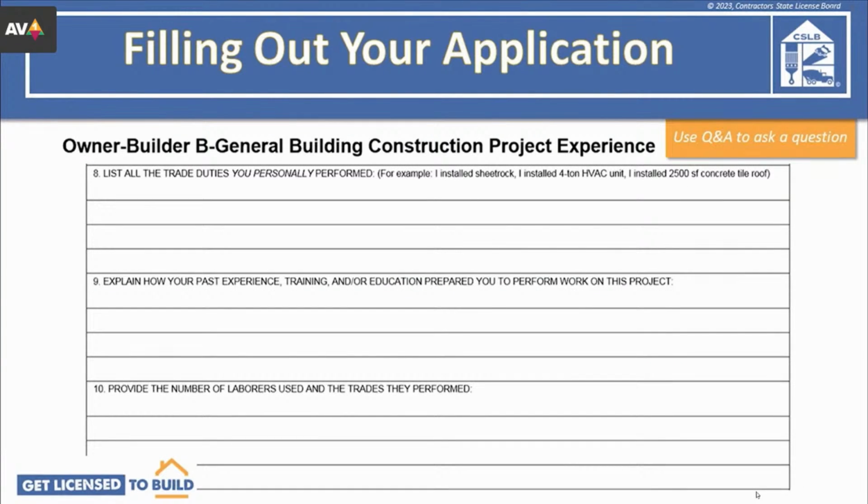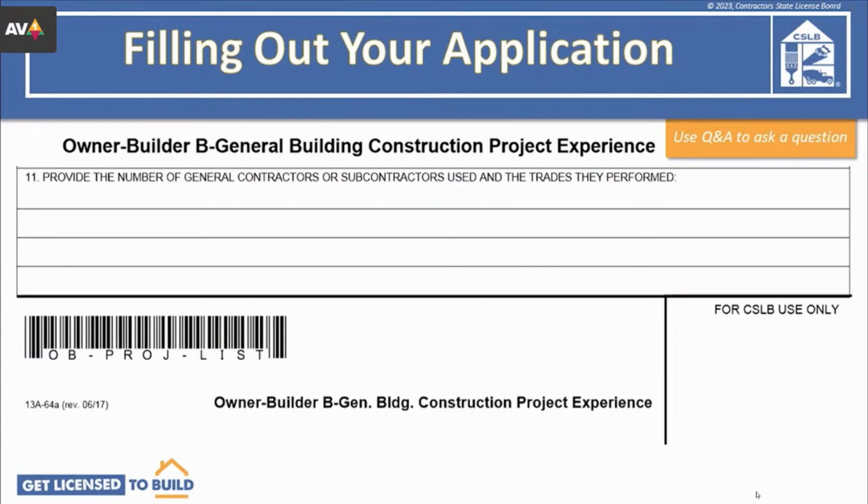Owner Builder B General Building Construction Project Experience 2 of 3. In boxes 8 through 10, you'll need to provide more detailed information about the project. Owner Builder B General Building Construction Project Experience 3 of 3. Question 11 asks if other general construction contractors worked on the project and what trades they performed. Remember, this information should be as complete and accurate as possible.